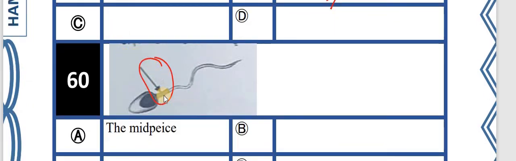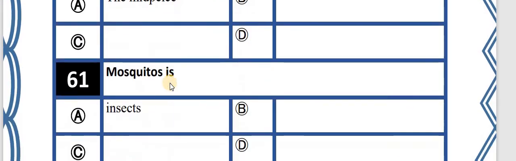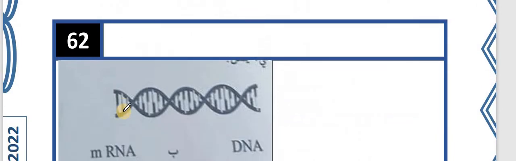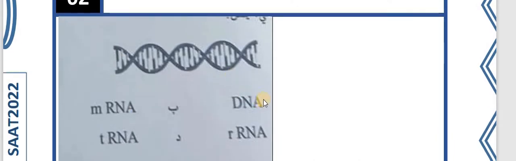Here the figure is the mid piece, and here the head and here the tail. The mid piece contains mitochondria. Mosquitoes are insects. This shape is DNA, not RNA. All types of RNA are single stranded, but here it is double stranded, so it's DNA.